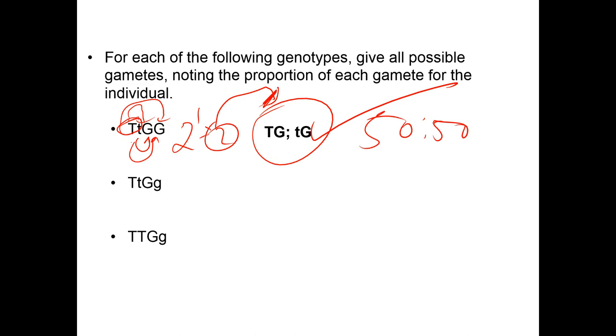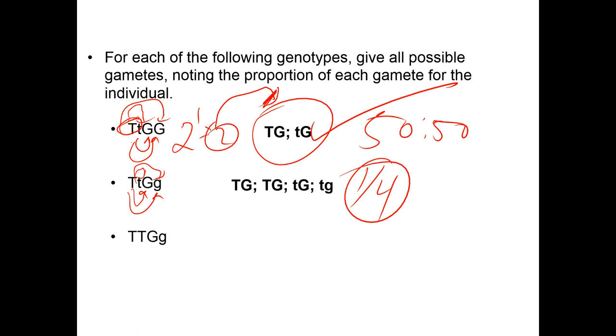What about big T, little t, big G, little G? Heterozygous for both traits. Here are the possible outcomes. How do we get there? Big T, big G; big T, little G; little t, big G; little t, little G. What's the proportion? Well, 1/4 for each, 25%.